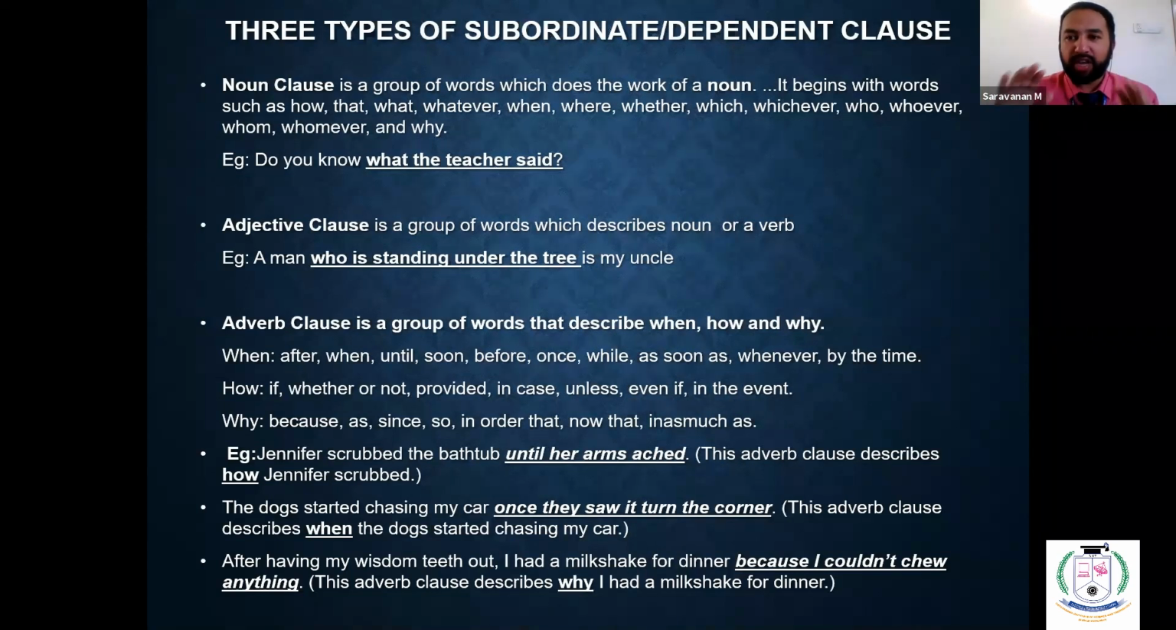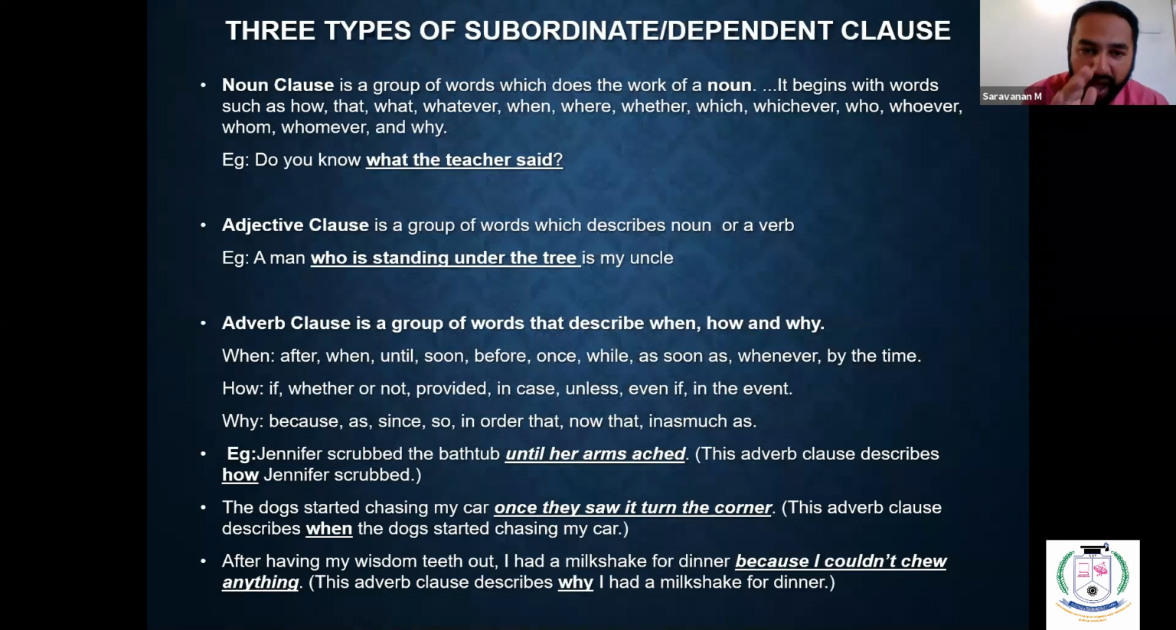Okay, I wanted to explain about my uncle. How would I explain? I am explaining more about my uncle. How? Through this. What is that? The person who is standing under the tree. So that is adjective clause. Clear, all of you? I hope all of you are able to understand.